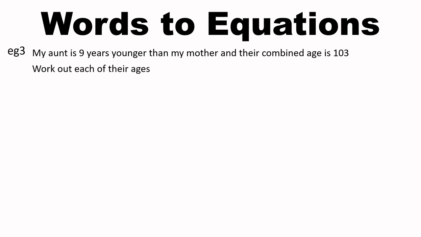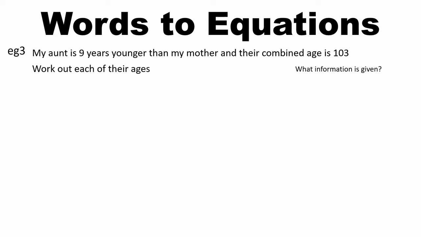Here's a slightly more challenging example because we're putting these questions into context. My aunt is 9 years younger than my mother, and their combined age is 103. Work out each of their ages. So in this question, they didn't specifically tell us that we needed to write an equation, nor did they very clearly tell us what that equation would be, but that's how we're going to need to start.